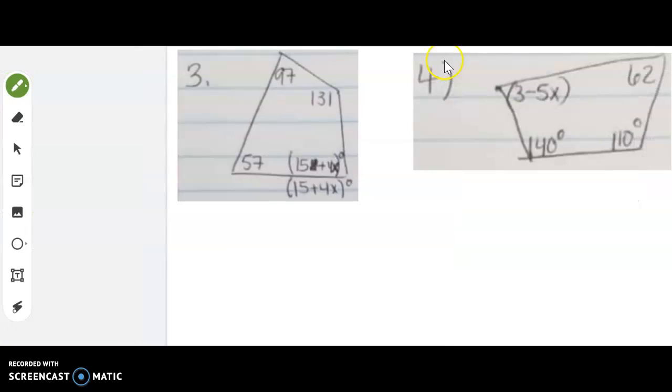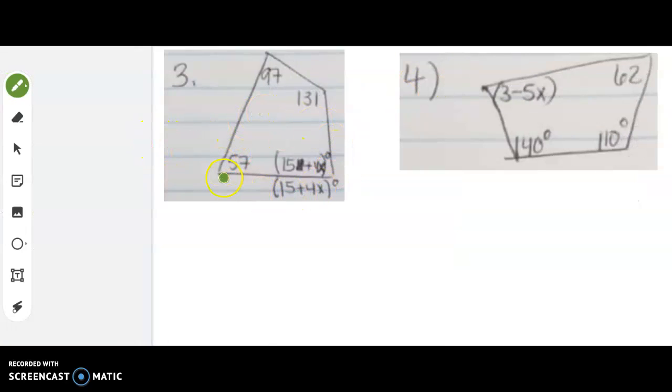Okay, so our next example. Now we're throwing in some algebra in here with it. Still going to set it up the same. I'm going to add all four angles together. Again, this is a quadrilateral, so they do add up to 360. So I'm going to start with 15 plus 4x. That's my algebraic expression for my angle. And then I'm going to add the other angles, 57, 97, and 131. They still all add up to equal 360 because it's a quadrilateral.